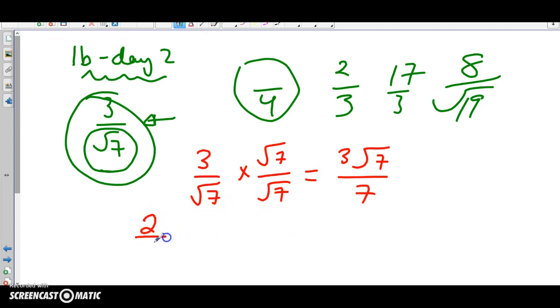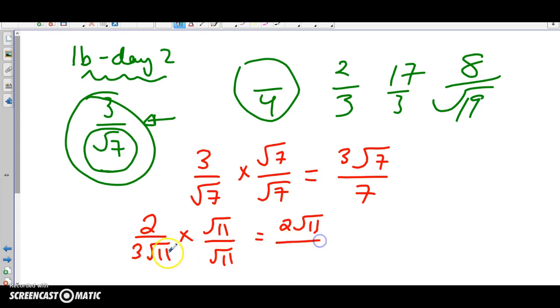If you have something like this, 2 over 3 root 11, you could multiply the top and the bottom by 3 root 11 if you want to, but it's more work. So what we just do here is we multiply just by root 11. You could put a 3 there and a 3 there also, but then you're going to end up canceling at the end anyway. So the top is 2 root 11, and the bottom will be 3 times 11.